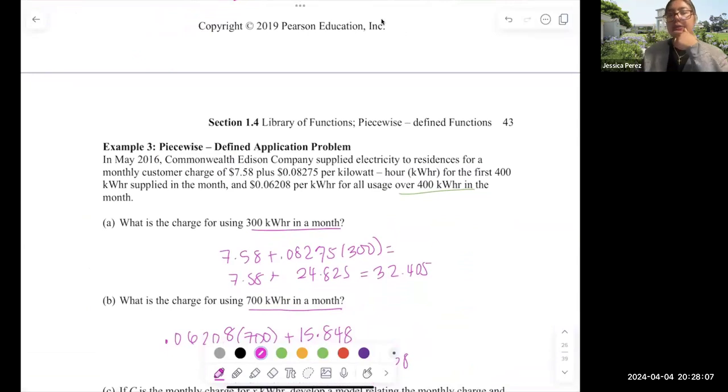I do want to talk about this application problem, which I think is difficult, and I want to be able to discuss it.